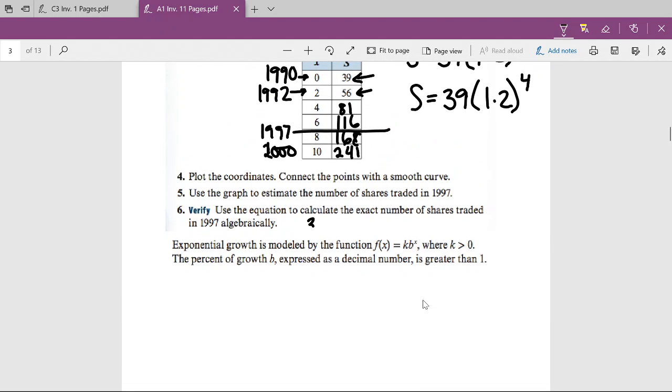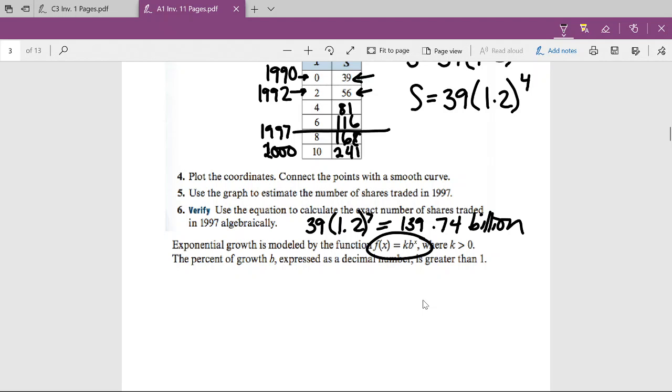If I were to actually figure this out algebraically, I would plug it into the equation and solve and say something like 39 times 1.2 to the 7th power. Work that out for yourself. Pause the video, make sure you give yourself plenty of time. And when you do plug it in, it works out to be 139.74 billion shares.